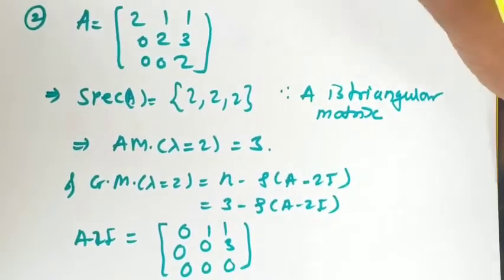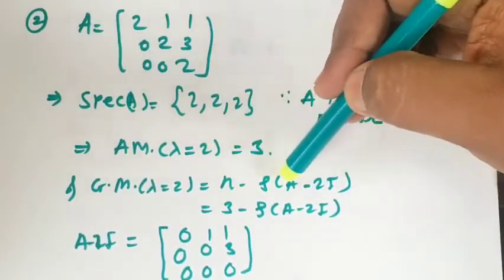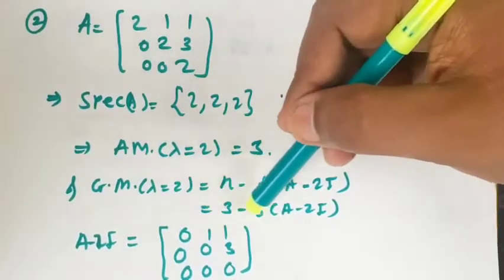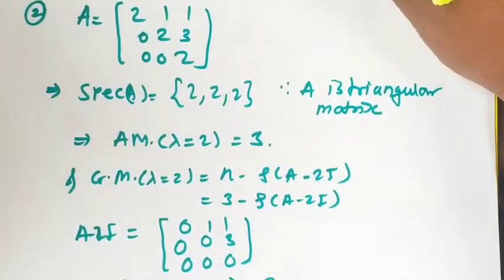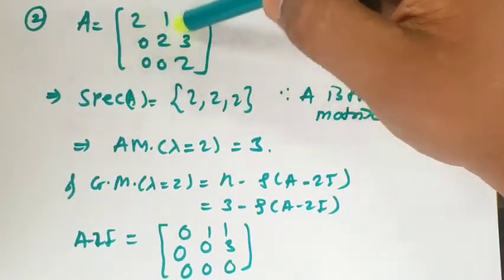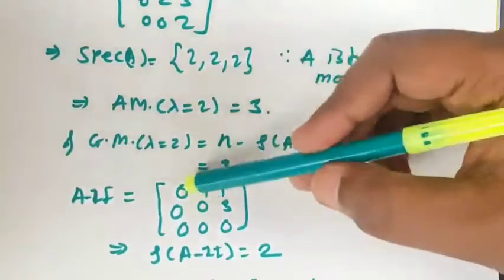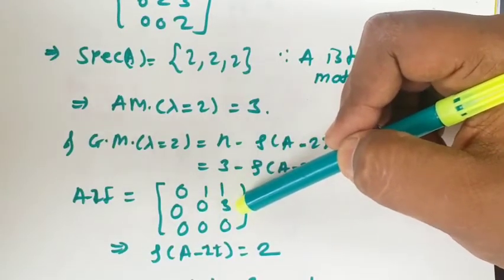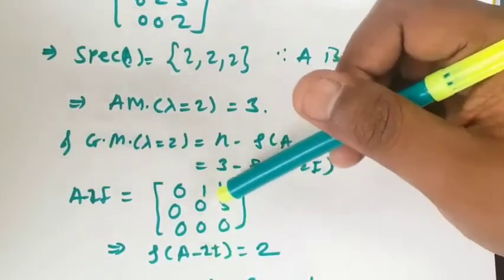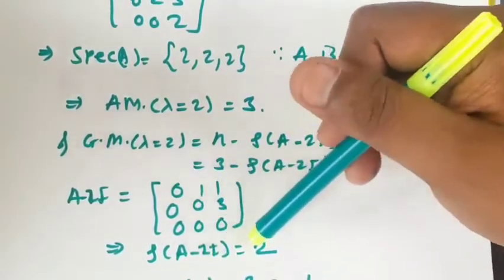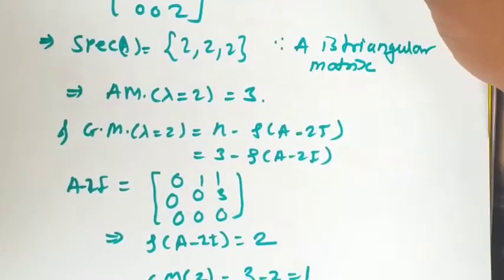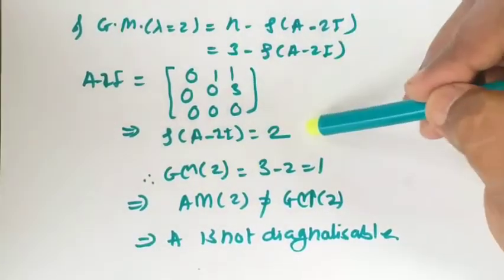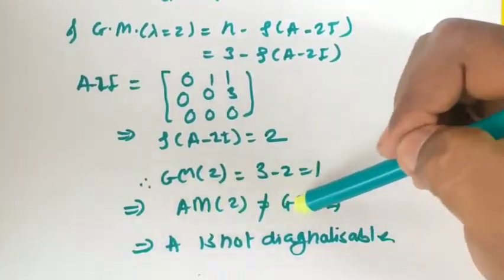For geometric multiplicity we have the formula n minus rank of A minus lambda I. Lambda is 2, so n is 3, and we need the rank of A minus 2I. If you subtract 2 times the identity matrix from this matrix, you will get this matrix, which is directly in echelon form. You don't have to reduce it to echelon form for determining rank. It is already in echelon form, and the number of non-zero rows is 2, hence the rank is 2. So the difference will be 3 minus 2, that is 1. Hence the geometric multiplicity is 1, which is not equal to the algebraic multiplicity of 3.